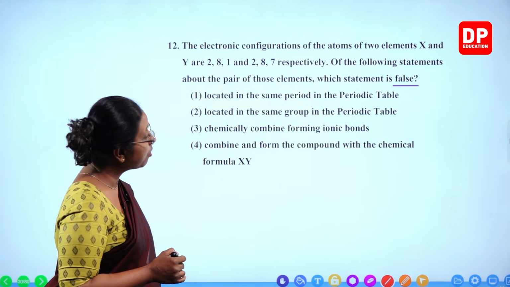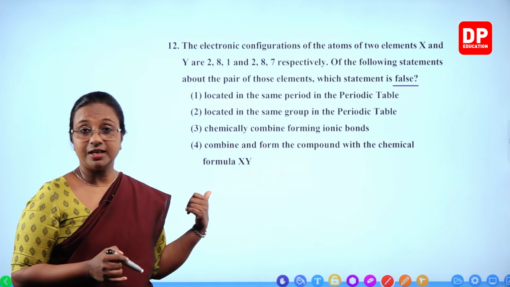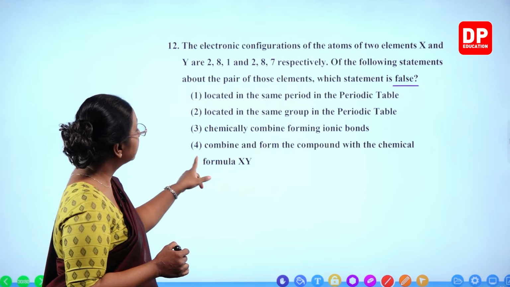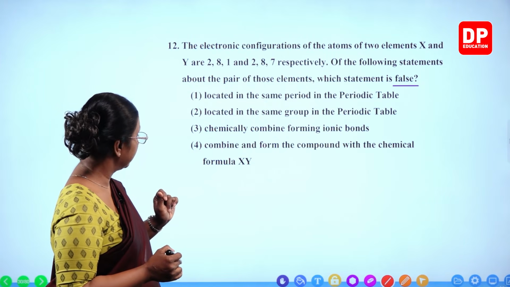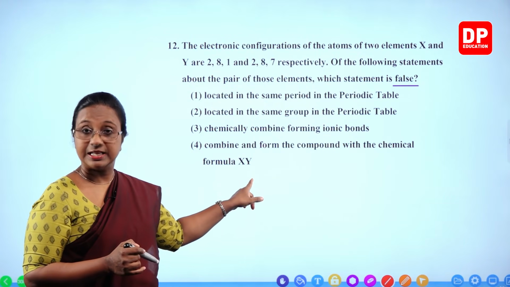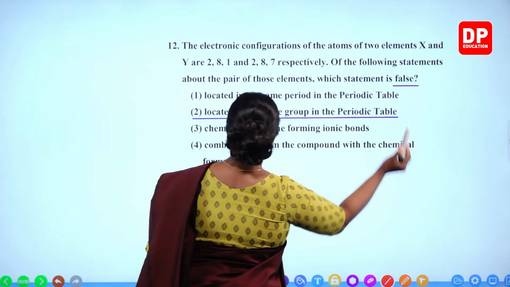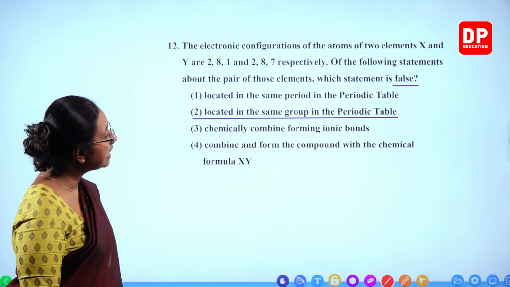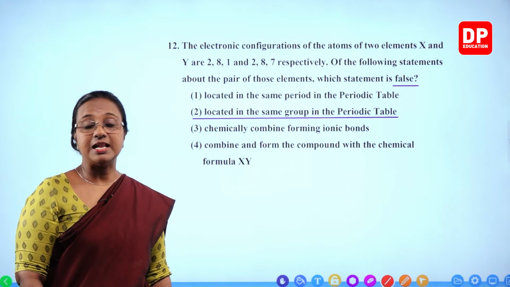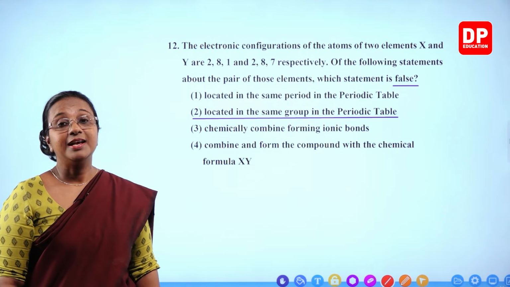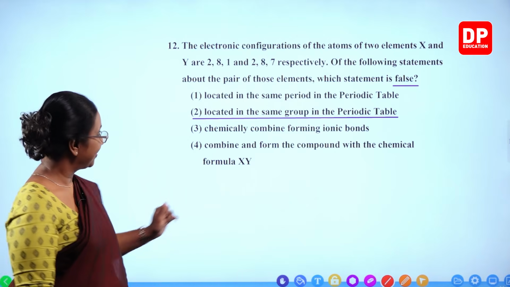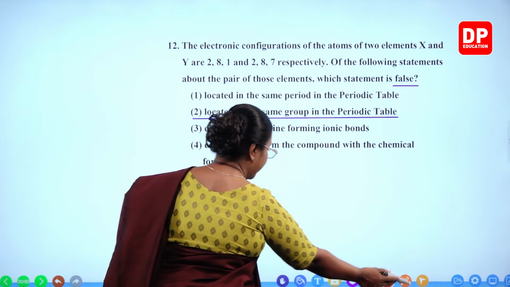Chemically combined, forming ionic bonds, that is also correct. X plus, Y minus. Combine and form the compound with the chemical formula XY, that is also correct. So the false statement is the second one. Located in the same group in the periodic table, that is false. Is that clear now? So then I'll move on to the next one.